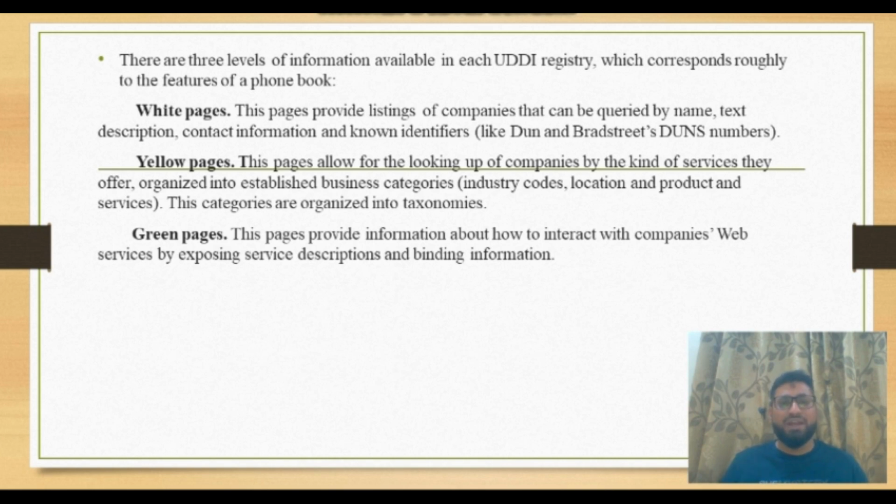These pages provide a listing of companies that can be queried by name, description, contact information and known identifiers like DUNS numbers. Yellow pages: this page allows looking up companies by the kind of services they offer, organized into established business categories, industry codes, location and product services.